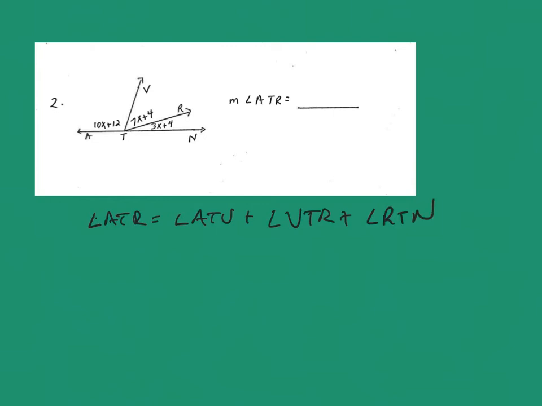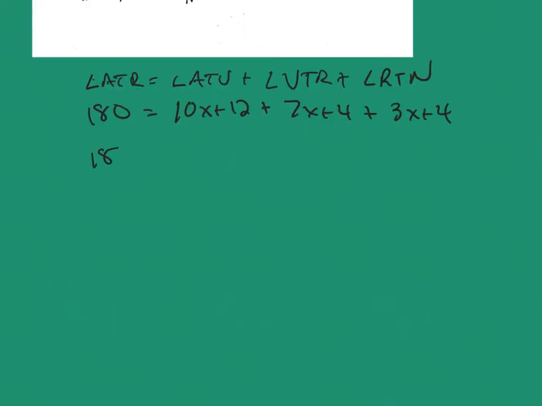So if I substitute in the expressions for those angles, I can see that angle ATV is 10x plus 12, angle VTR is 7x plus 4, and RTN is 3x plus 4. And I can recognize that since that's a straight angle, they're equal to 180 degrees. So let's just collect like terms and solve this. So we see that 180 equals 20x plus 20, 160 equals 20x, so that makes x equal to 8.